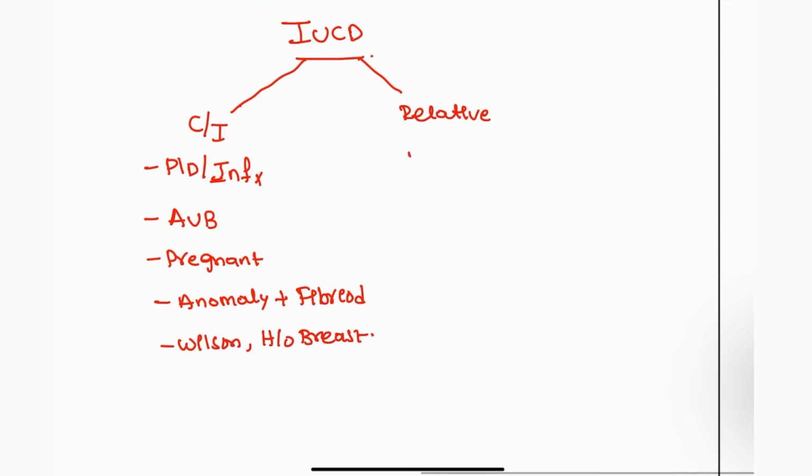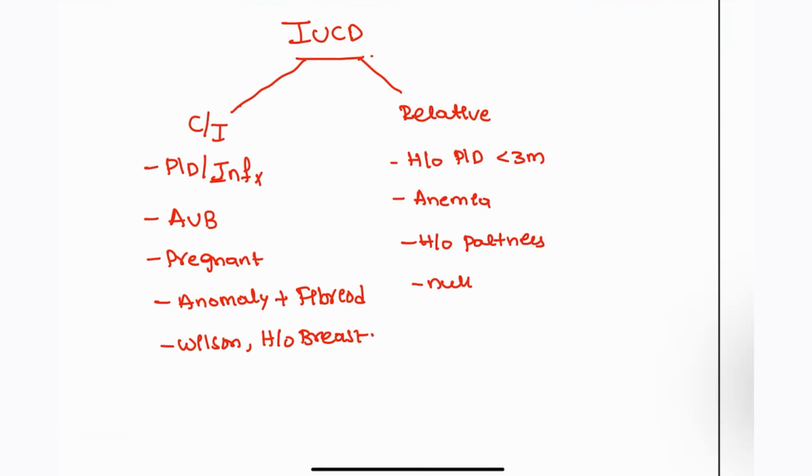Relative contraindications: history of PID less than 3 months, and suffering from severe anemia because bleeding is expected. Also history of multiple partners, and the patient suffering from nulligravidity. Ectopic pregnancy is also a relative contraindication.